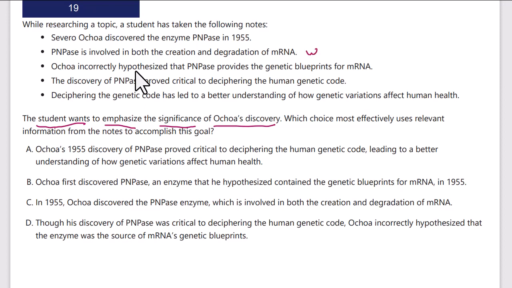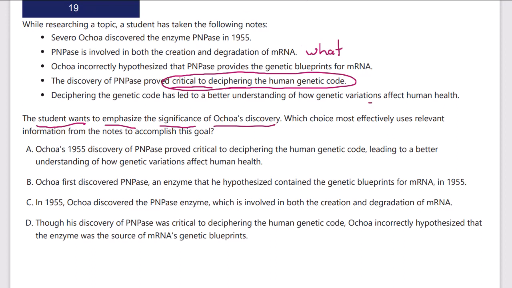Okay, so this is what it does, not yet really telling us why that's important. Ochoa incorrectly hypothesized that PNPase provides the genetic blueprints for mRNA. The discovery of PNPase proved critical, this is the why, to deciphering the human genetic code. That's it. That's the significance of the discovery. Deciphering the genetic code has led to a better understanding of how genetic variations affect human health.